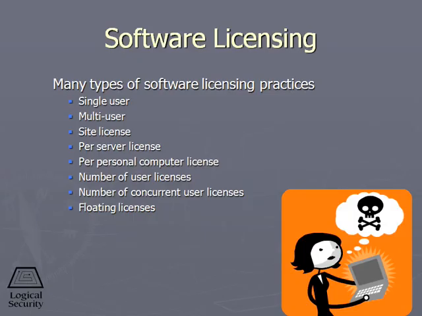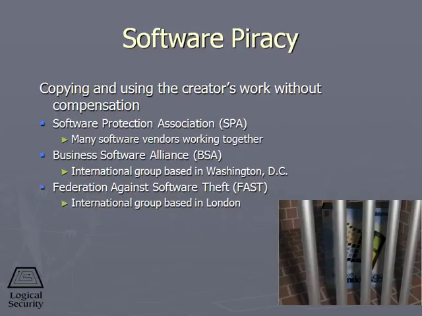You should have a ballpark idea of software licensing issues and the types of software licensing that is available, including the single-user, multi-user licenses, site licenses, per server, per client computer license, number of concurrent connection licenses, and even floating licenses. Just have a ballpark idea on these. These are rather intuitive. You should know these three organizations that deal with software piracy: the Software Protection Association, the Business Software Alliance, and the Federation Against Software Theft. You should know these three names.